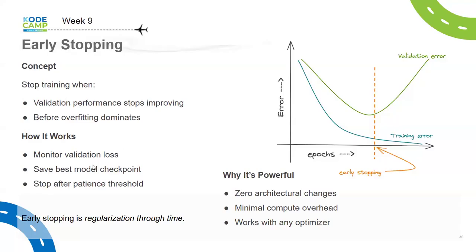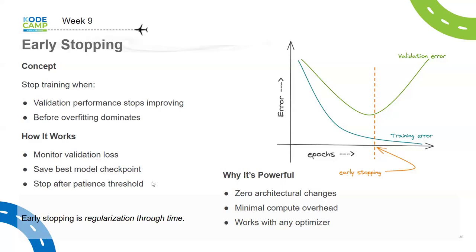For this, it requires that you monitor both validation and training loss and compare. And then secondly, you have to keep saving the best model checkpoint because sometimes you might diverge or overfit so much that the current model is so bad you may not want to use it. So typically you go back to the model that was saved as the best. And then you have what we call a patience threshold.